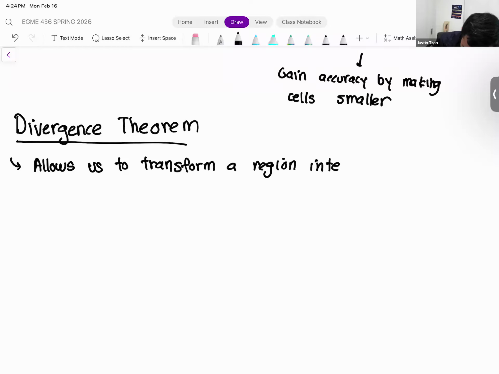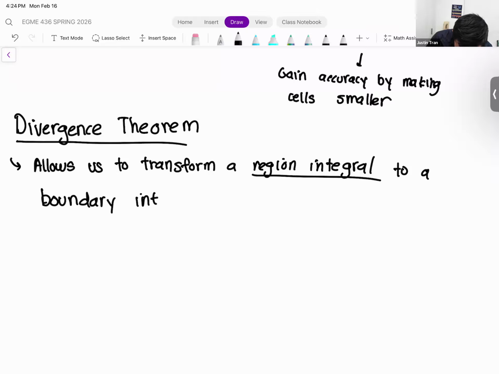In particular, the type of integral that it allows us to transform between is a region integral, which I'll define more deliberately in a second, to what's called a boundary integral. Okay. Right, and this is going to have quite a few advantageous properties for us as we develop finite volume theory.